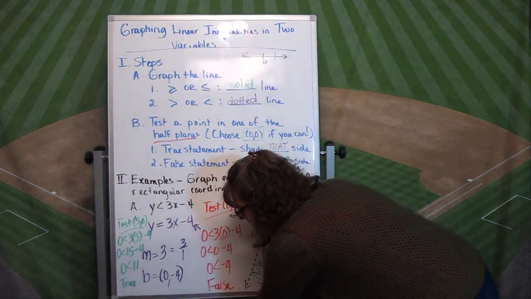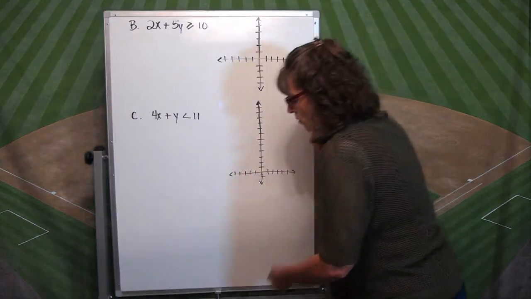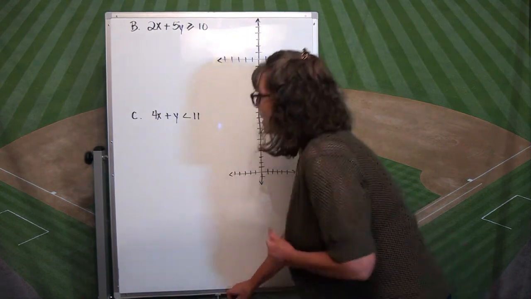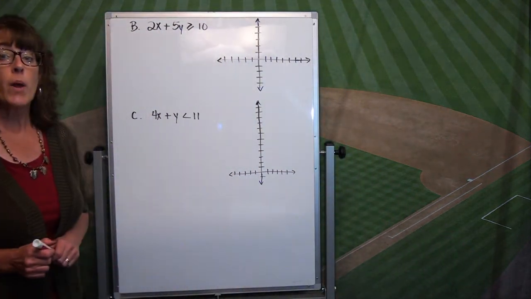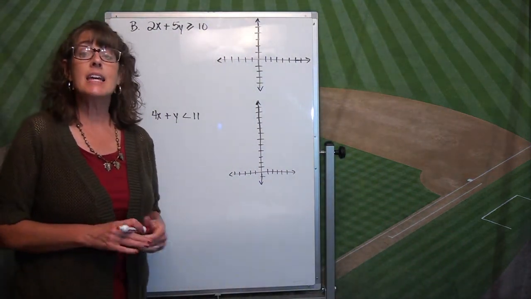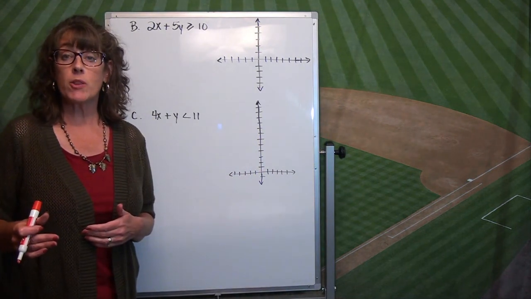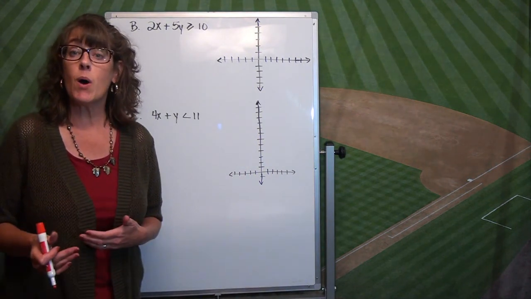So let's play with this a little bit more and try a few more examples just to make sure we're really good at this. Now notice in this one, when I go to graph that line, I could either put it into that slope-intercept form and get the y by itself, or I could use my x and my y-intercepts.